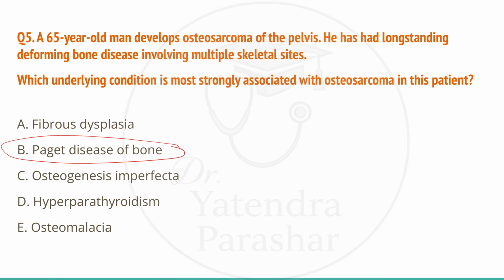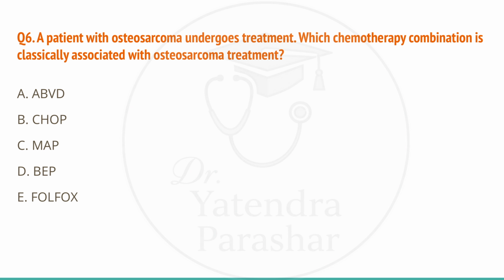Other options are not associated with increased risk of osteosarcoma. Now come to the next question. Question number 6. A patient with osteosarcoma undergoes treatment. Which chemotherapy combination is classically associated with osteosarcoma treatment? Osteosarcoma treatment requires neoadjuvant chemotherapy, that is, the use of chemotherapy before the surgery.